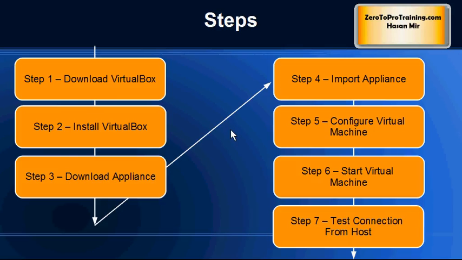So here are the steps that we'll be following. We'll be downloading the VirtualBox software, we'll install the VirtualBox software, we will then download the Hadoop appliance, we will import the Hadoop appliance into the VirtualBox, and then we will configure the virtual machine before we start it. Then we will finally start the virtual machine and test the connection from our host computer through the browser.